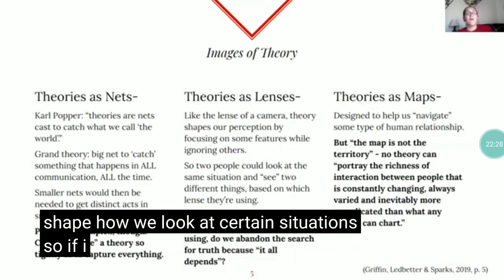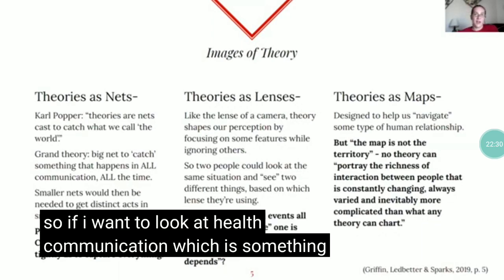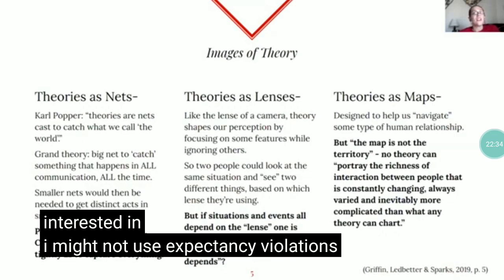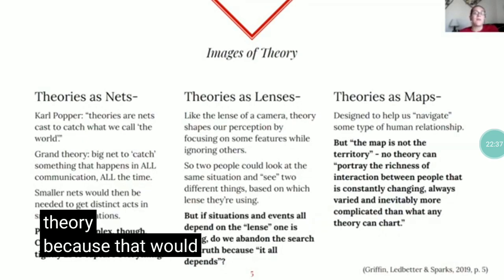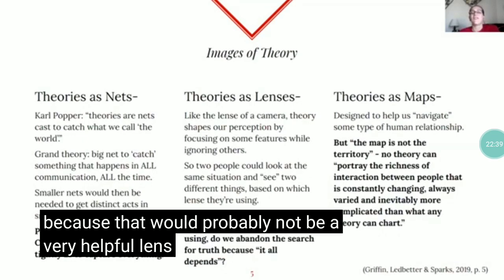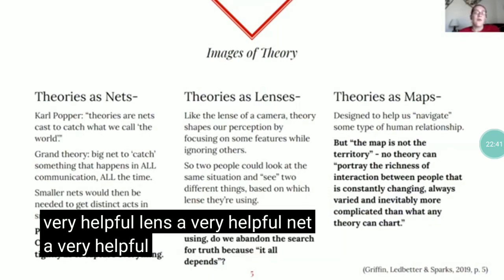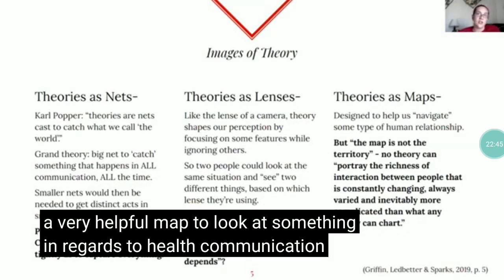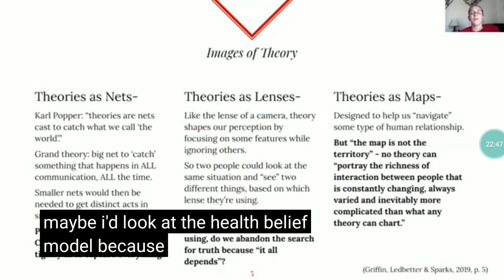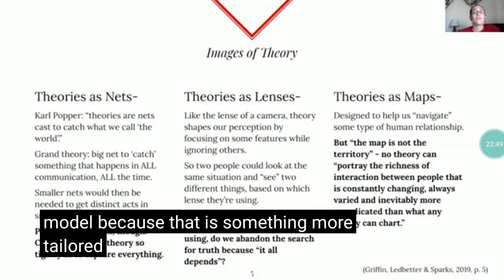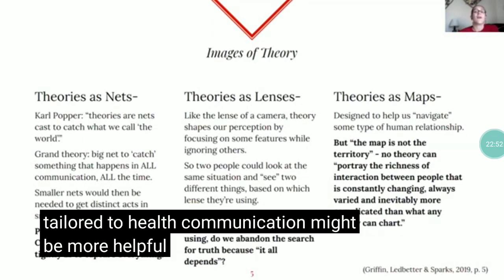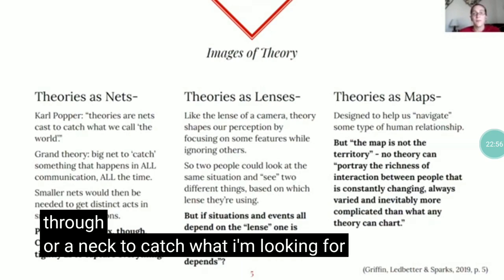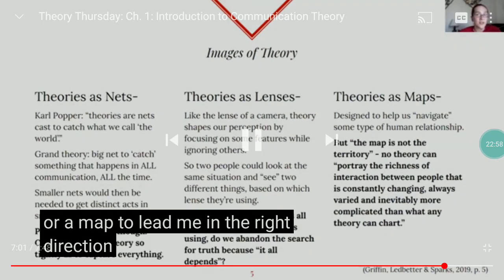So if I want to look at health communication, which is something I'm interested in, I might not use expectancy violations theory, because that would probably not be a very helpful lens, a very helpful net, a very helpful map to look at health communication. Maybe I'd look at the health belief model, because that is more tailored to health communication, and might be more helpful as a lens to look through, a net to catch what I'm looking for, or a map to lead me in the right direction.